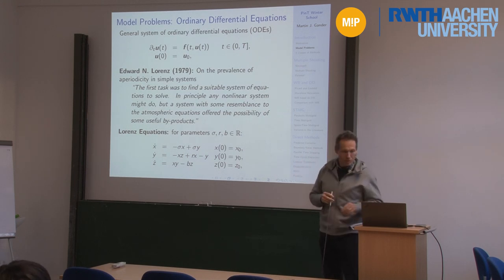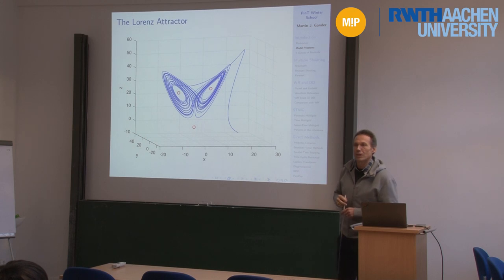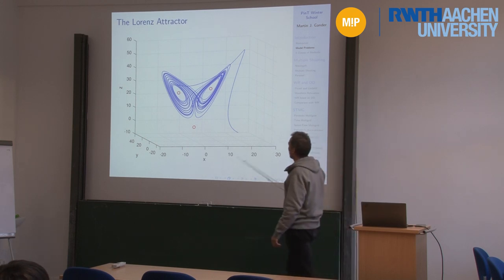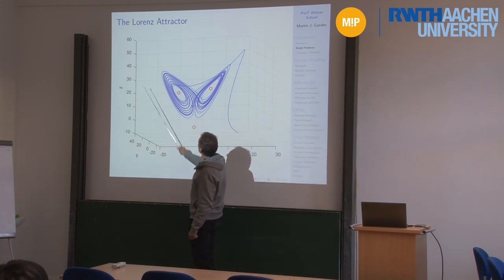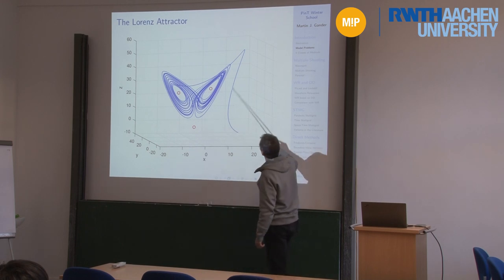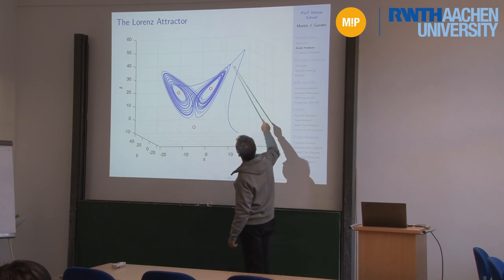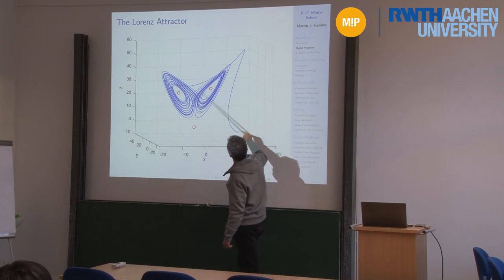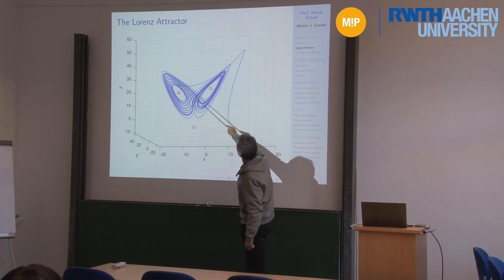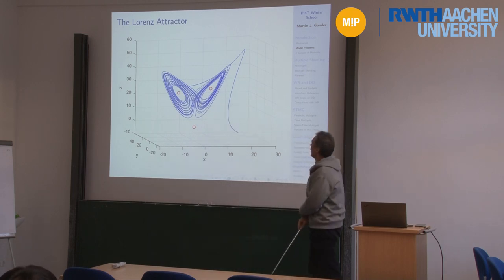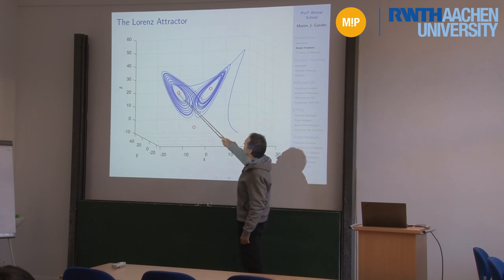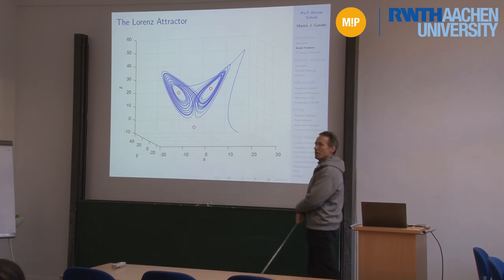And this system had a very bizarre solution. It had a solution that looked like this. So here you have the three coordinates, x, y, and z. And he started somewhere and he calculated. And this system somehow circled in parts of the phase space, then circled in other parts. You go back and forth, back and forth. And it has fixed points, which are marked here with red points, where it's not moving.